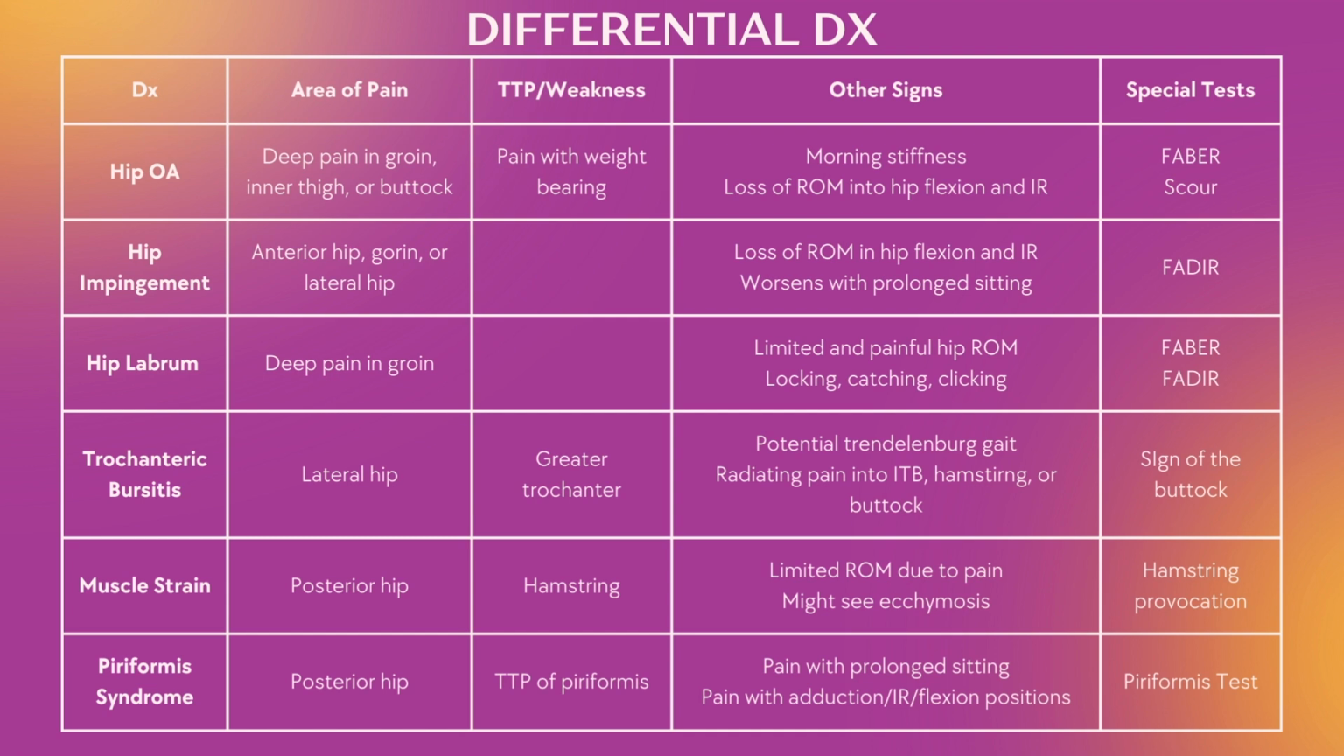So for hip OA, we're looking for deep pain in the groin, inner thigh, or buttock, pain with weight bearing, and morning stiffness, and capsular pattern loss of range of motion. Special tests are FABER or Scour. Hip impingement can be more anterior hip pain or lateral hip pain, and the pain worsens with prolonged sitting. They have a special test, which is FADIR.